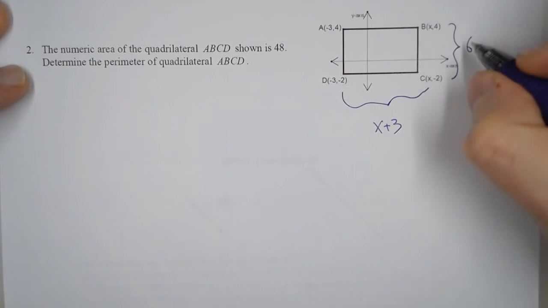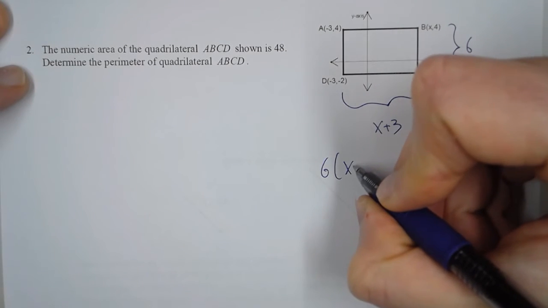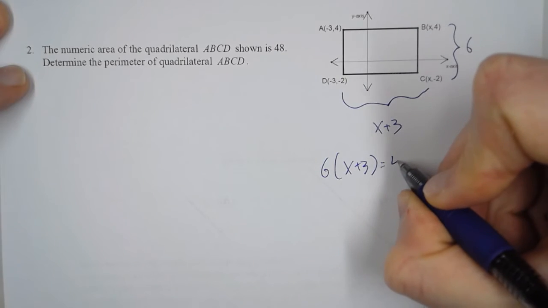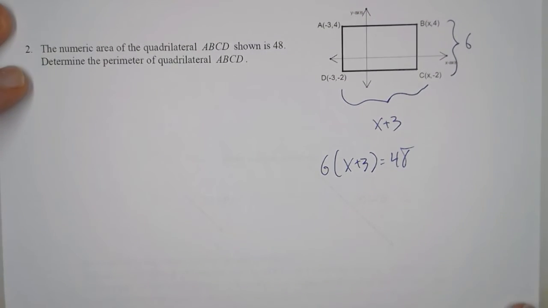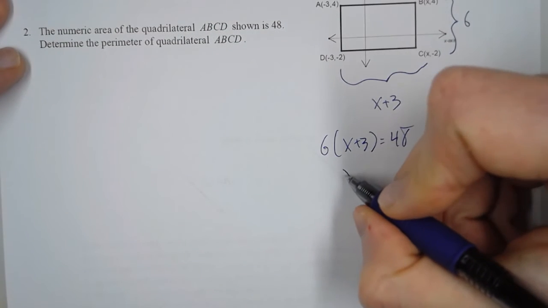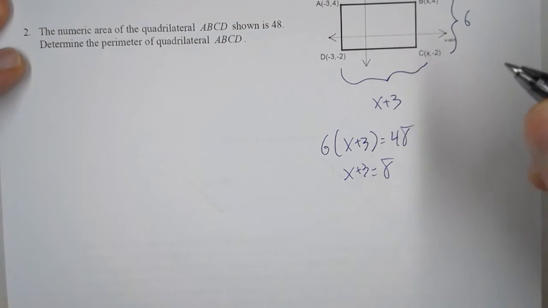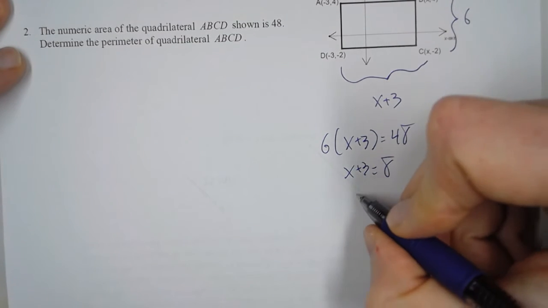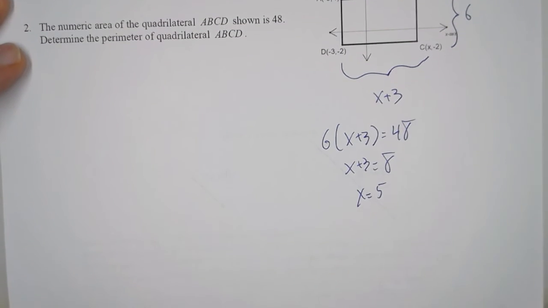So we know that these two sides, 6 times x plus 3, equals 48. So we divide by 6, and x plus 3 is 8. And then subtract 3, and we get x equals 5.